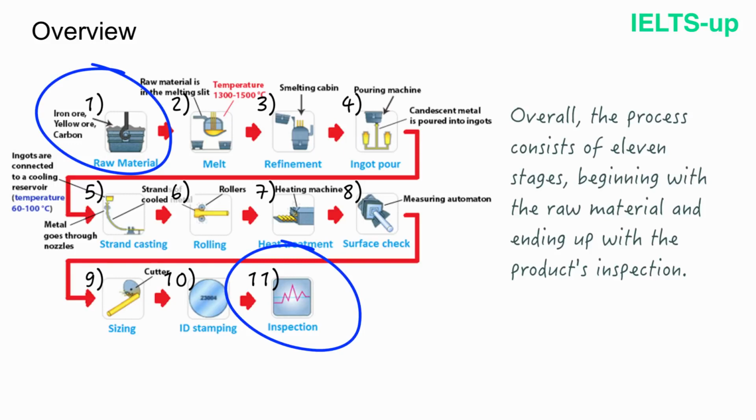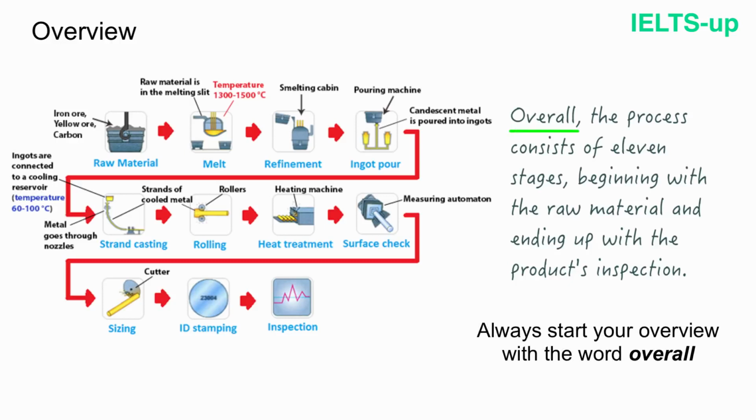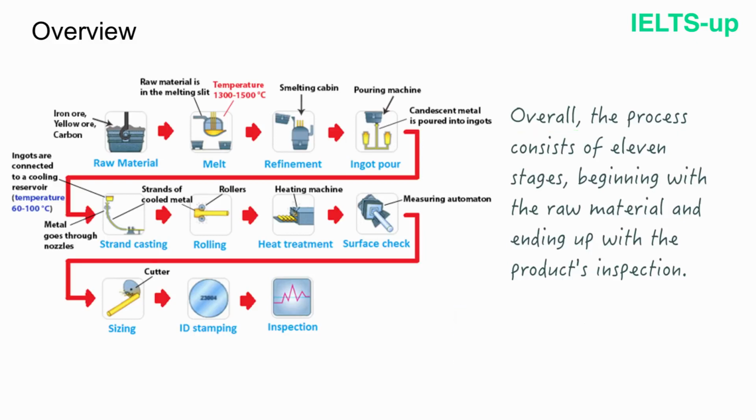Overall, the process consists of 11 stages, beginning with the raw material and ending up with the product's inspection. As you see, the diagram's overview is quite short, only one sentence, and your overview should not be long too. 1 or 2 sentences is ideal. My first word for the overview is overall. Always start your overview with the word overall. It indicates to the examiner that you are going to describe general trends.